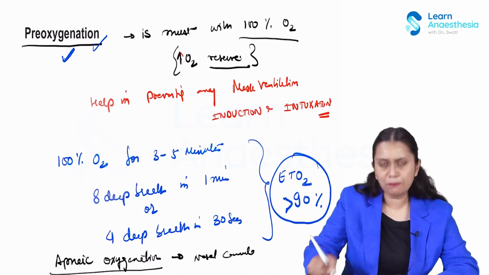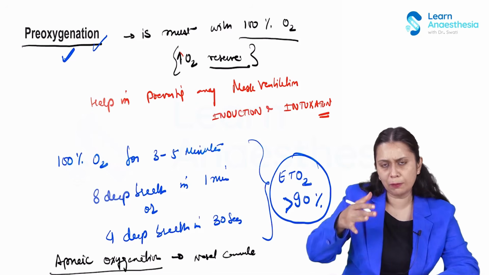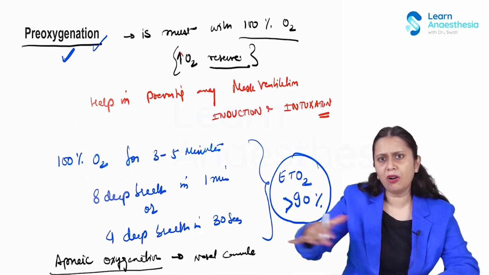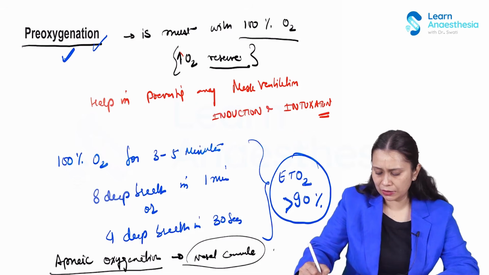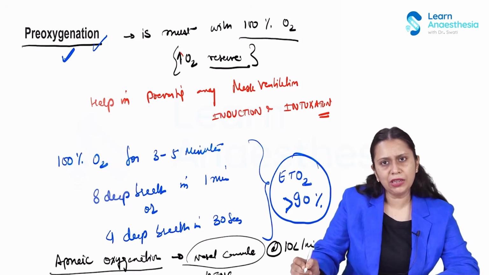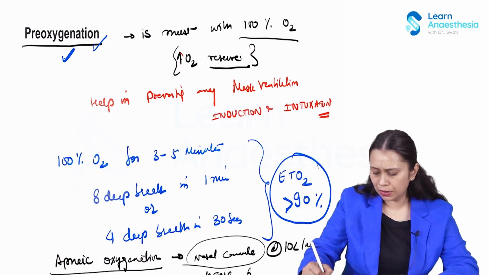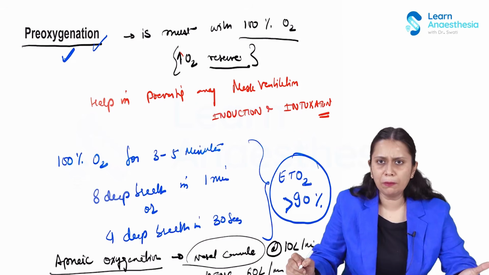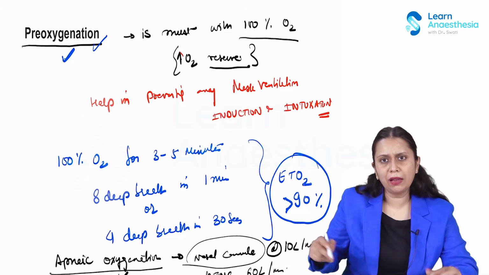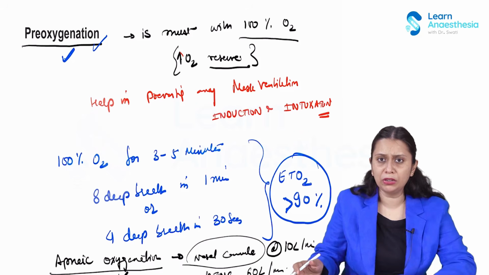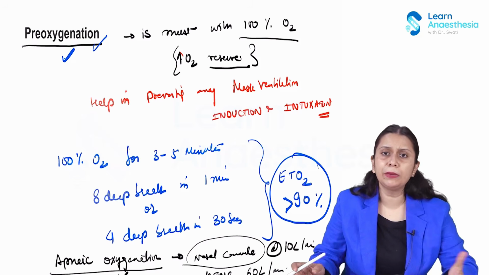This causes a passive bulk flow of oxygen from the upper airway towards the lower airway and can cause oxygen exchange at the level of the alveoli. So by nasal cannula at the rate of 10 liters per minute, or we can use HFNC. If we are using HFNC, I can keep a very high flow, I can keep 60 liters per minute, okay, or we can use CPAP also for apneic oxygenation, right? So we go for pre-oxygenation and we go for apneic oxygenation, especially if we are anticipating a difficult airway.